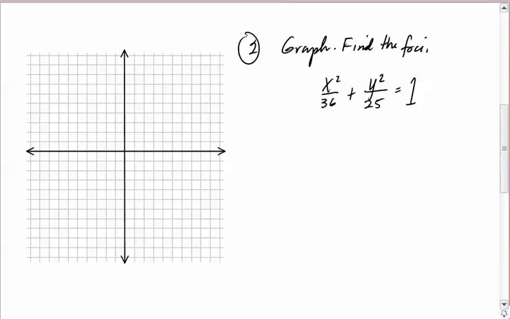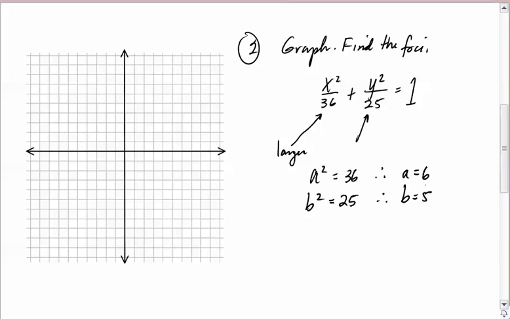Alright, so let's take a look, and remember, the formula says wherever the big denominator is, that's the orientation of the ellipse. So this is the larger number, and so I know that that's my a squared. So my a squared is 36, which means, therefore, my a is 6. Well, here's the smaller number. B squared is 25, therefore b is 5. So I know my A and my B.